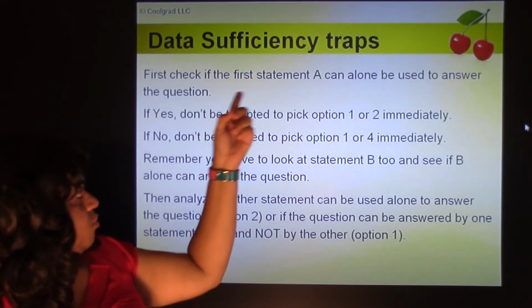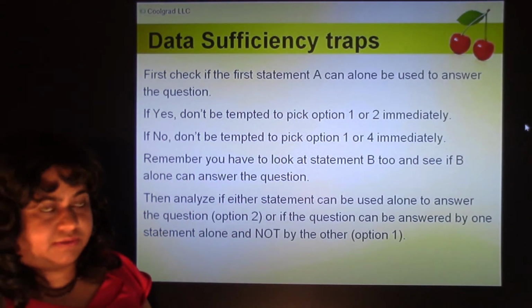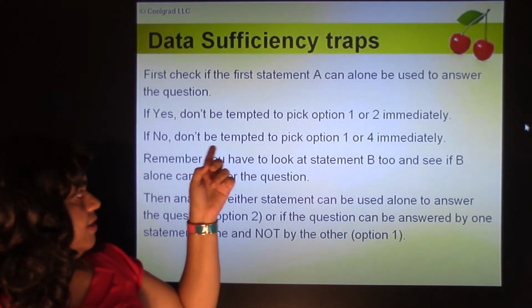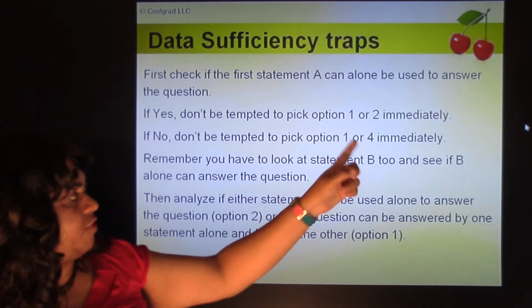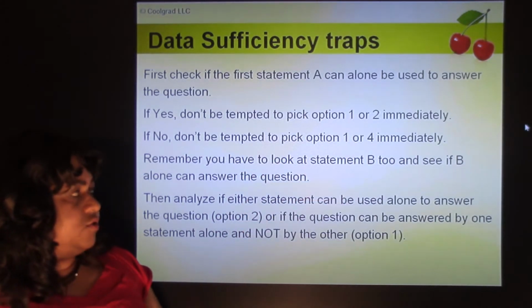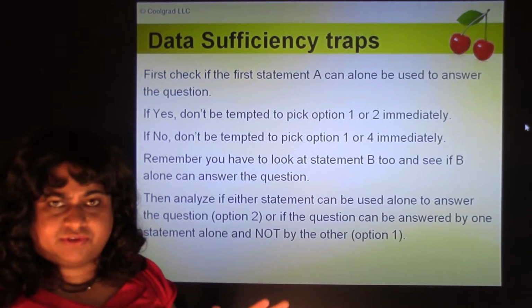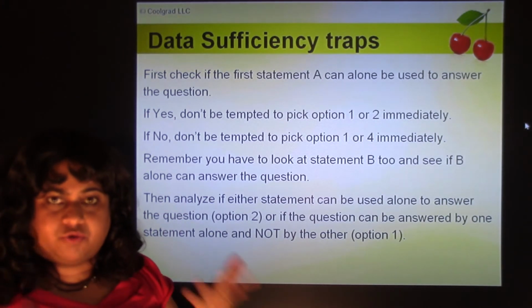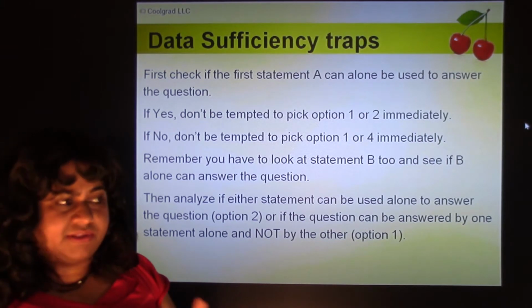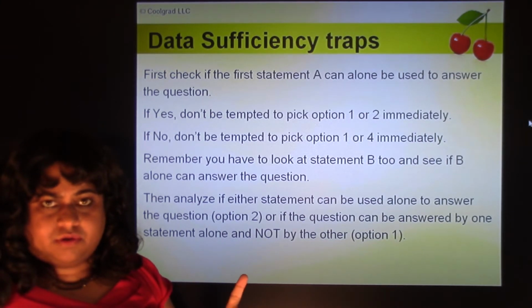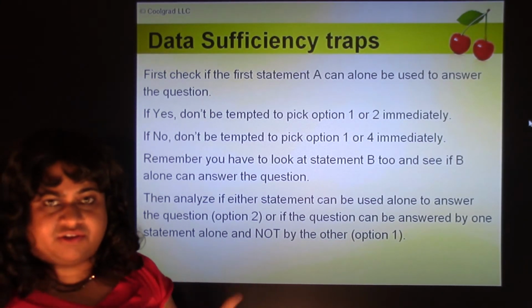And if using A, you're not able to answer that question, don't be tempted to pick option 1 or 4 immediately. So using A, you could not answer the question. Using B, you could answer the question. Or using B also, you cannot answer the question. So the options can be only 1 or 4. Because using both answering the question is ruled out.